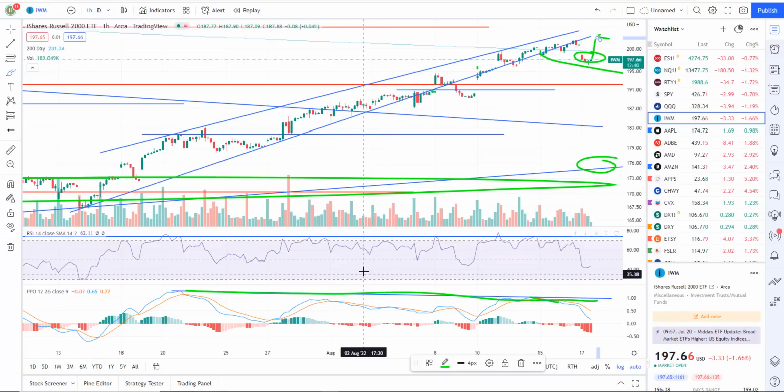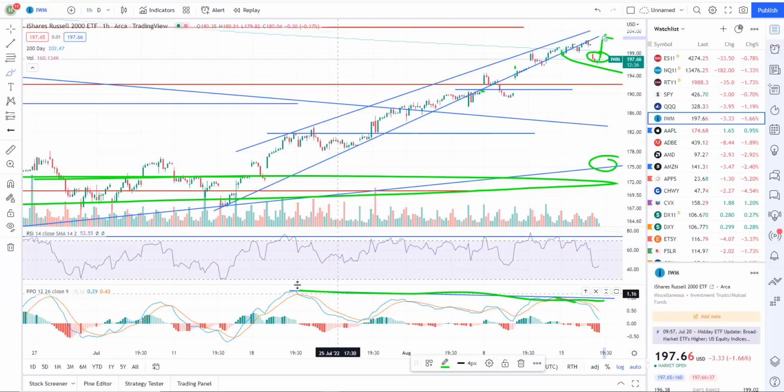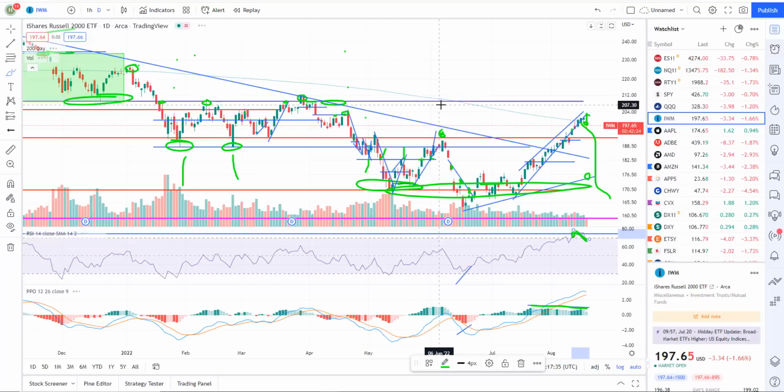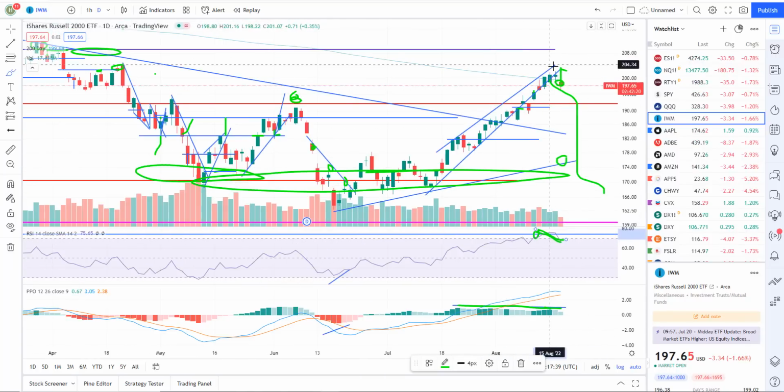Okay, so on the hourly, big negative divergence on the PPO, it's definitely big. On RSI, it's a little smaller. This little spike right here kind of took out the former divergence, but we got it right there. And then on the daily, not much there, but we'll see.